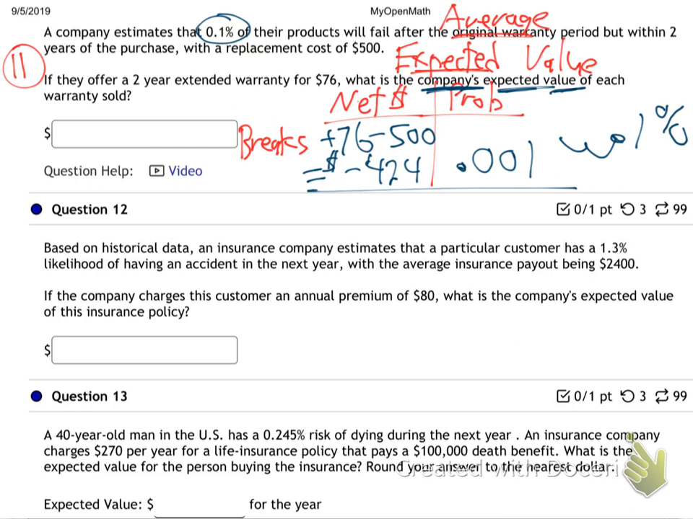Good so far? Now there's another possibility. The thing does not break during the 2 years. So if the thing does not break during the 2 years, then what's the bottom line effect to the company's bottom line? They just gain your $76. Never have to pay out anything. Plus $76. What's the chance of that? What's the chance it will not break during the year?